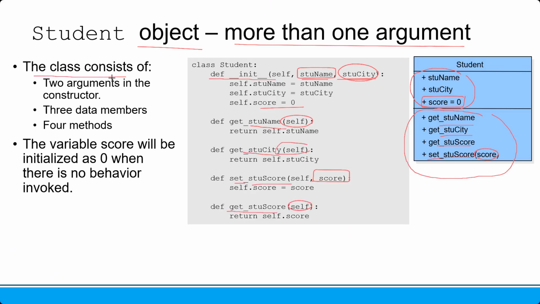So the class consists of two arguments in the constructor. There are three data members, 1, 2, 3, and then 4 methods, 1, 2, 3, 4. So the variable score will be initialized as 0 when there is no other info.